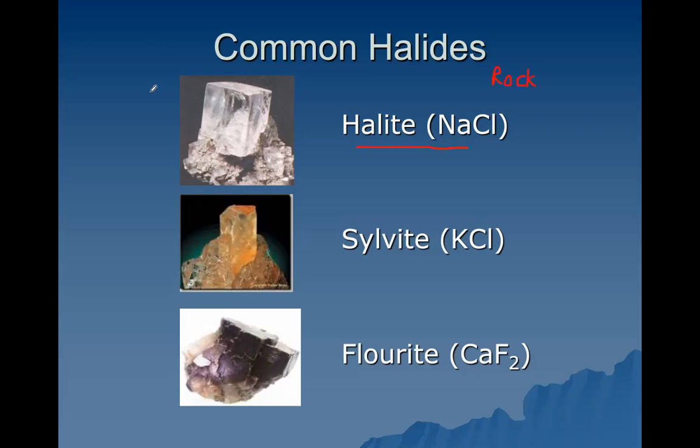It's a very crystalline shape, right? And then potassium chloride, that is sylvite, right? Sylvite is potassium chloride. And the other one is fluoride, right? Calcium fluoride. Those are common halides we have.